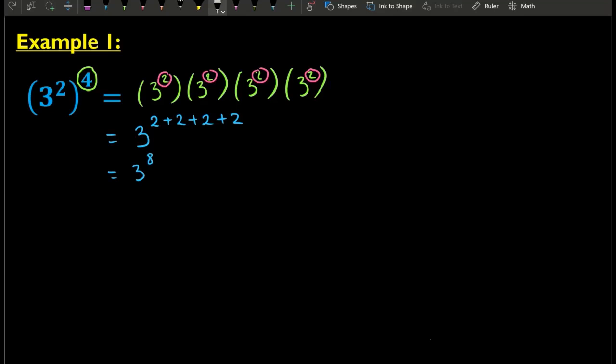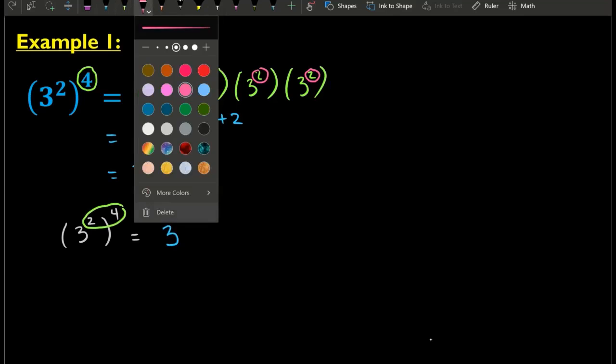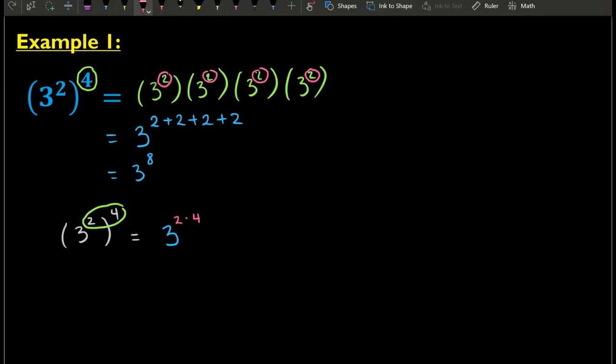Now this is not the way we want to go, because we want to solve the bigger problem, and this is going to take a lot of time. So the idea is we can multiply the power by the power. That will give us 3 raised to the power 2 times 4, which is 3 raised to the 8th power. When you have a power of a power, you multiply the powers. And to make sure that you understand this, we multiply the powers only when we have parentheses around a term.